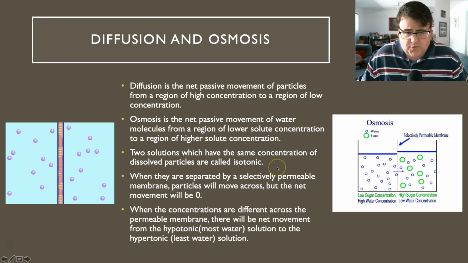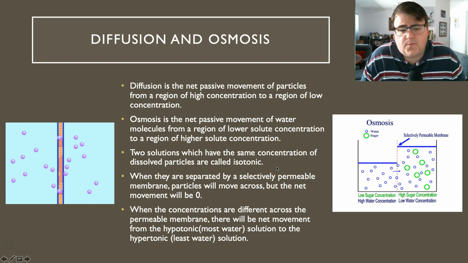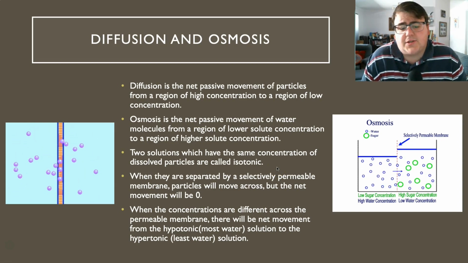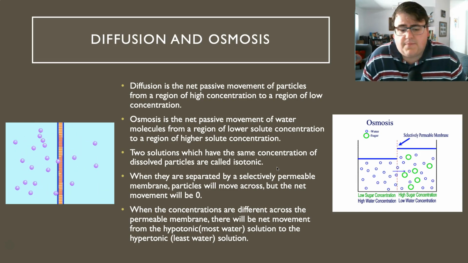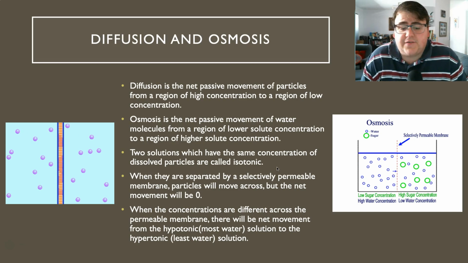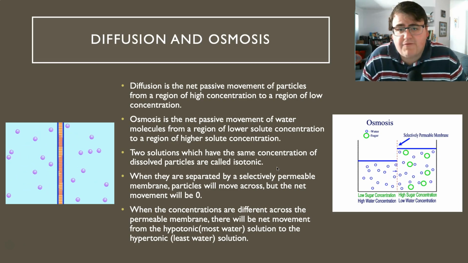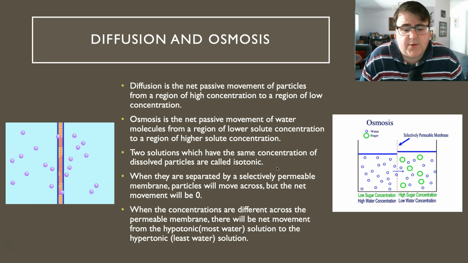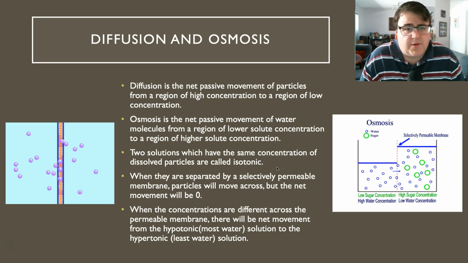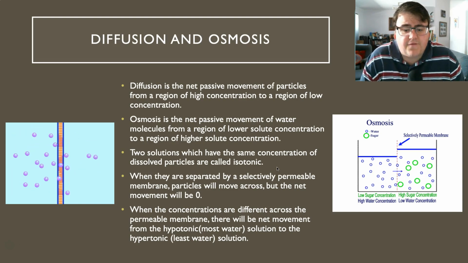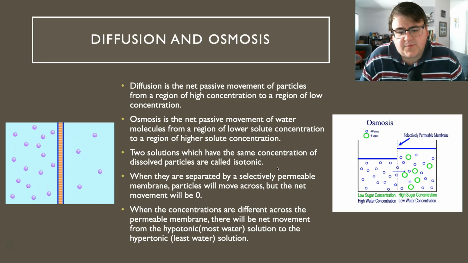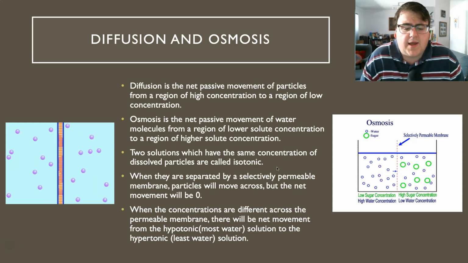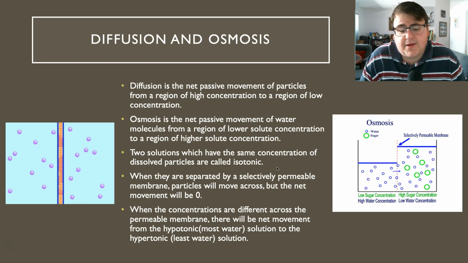As I've mentioned throughout both processes, when two solutions have the same concentration as each other, they're called isotonic. When concentrations are different across permeable membranes, we will always have net movement until we reach that equilibrium. They'll generally be hypertonic, which means they have high concentration; in terms of osmosis, they'll have the most water. Hypotonic is where there's the least amount of water.